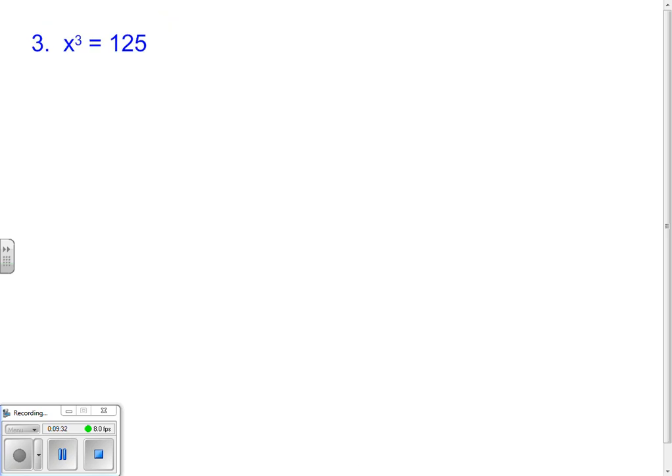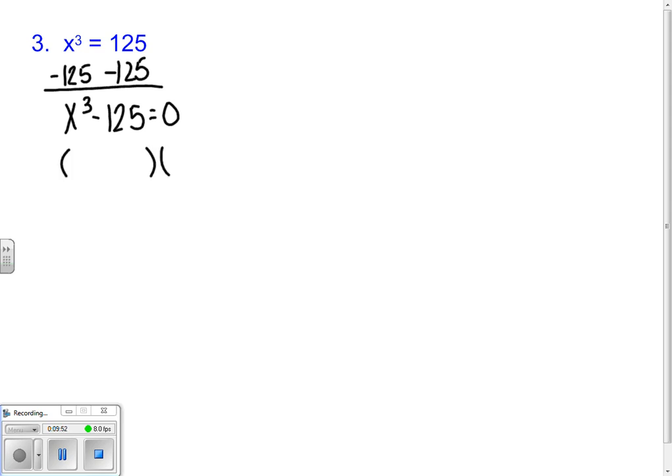One more. First thing you need to do is set it equal to 0. So I'm going to do that by subtracting 125 from both sides. That leaves me with x cubed minus 125 equals 0. And once it equals 0, you're more than welcome to factor it like we've been doing.